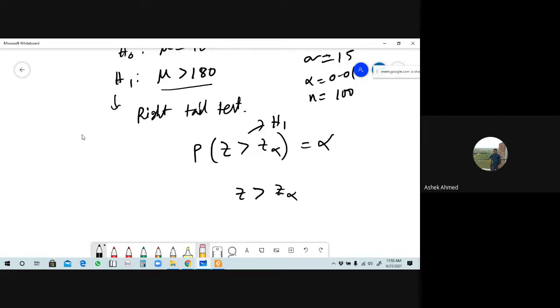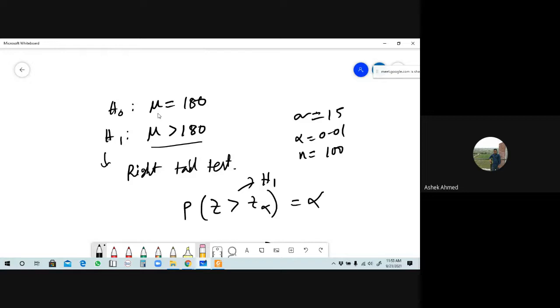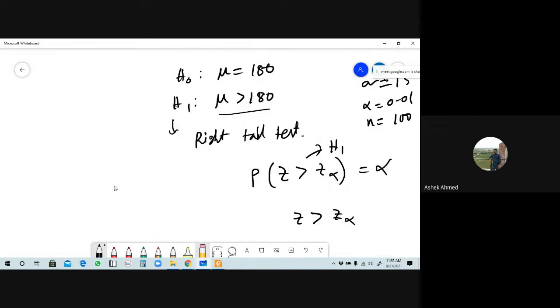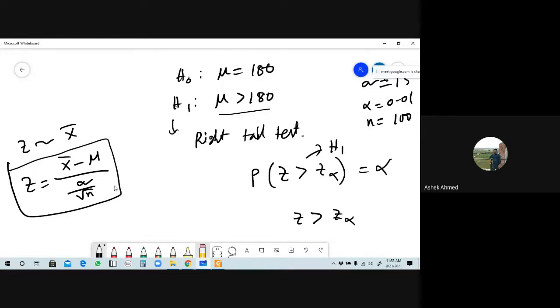Now tell me, in that case, mu represents here the average lifetime, is it right? We have already discussed in 7.1 the relationship between the standard normal variable and the sample mean. Do you remember? Z was x bar minus mu divided by sigma by root over n. Can you remember this formula? We learned this in topic 7.1.